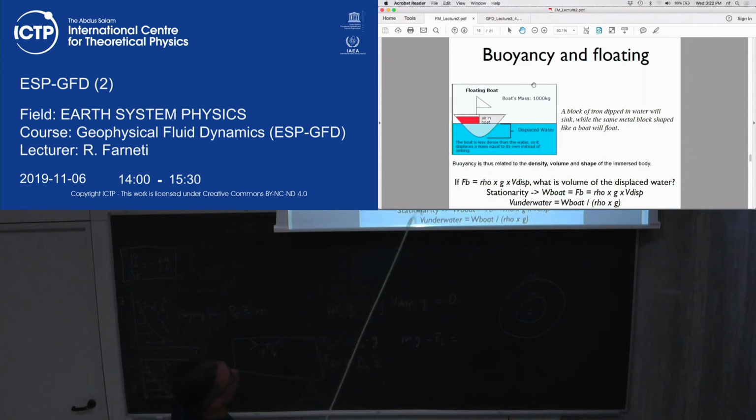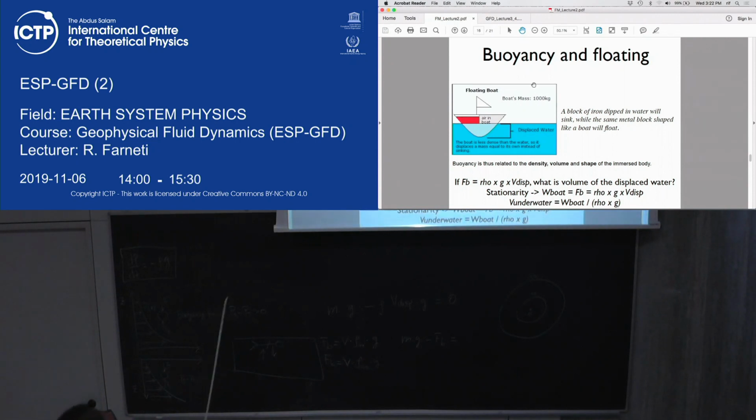If you throw a block of iron in the water, it will sink. If you throw the same volume of wood in the water, it will float, because the density of the wood is much less than the density of the water. They displace the same amount of water, so the buoyancy force is the same, but one has a specific weight that is much larger than the other.